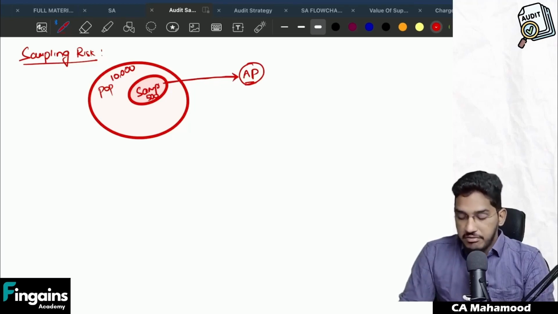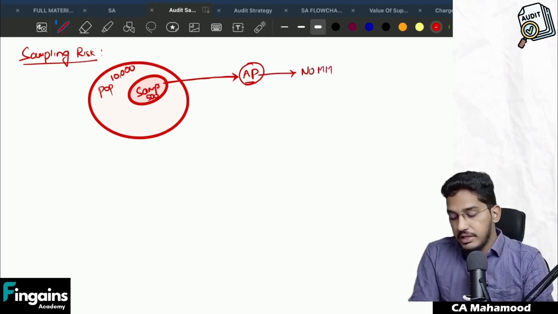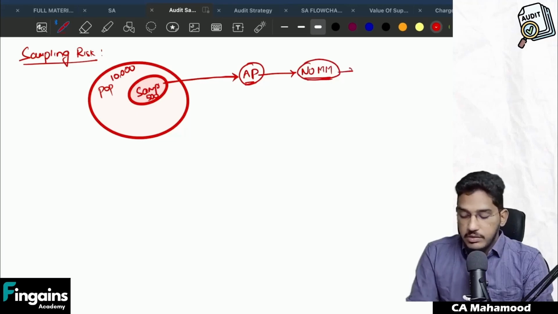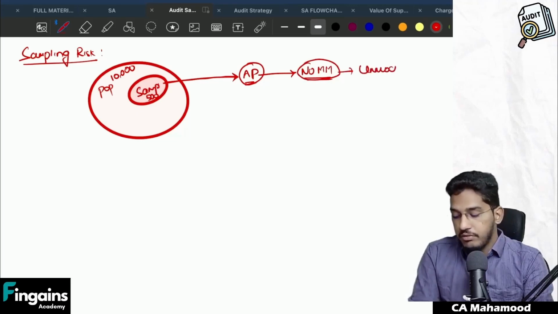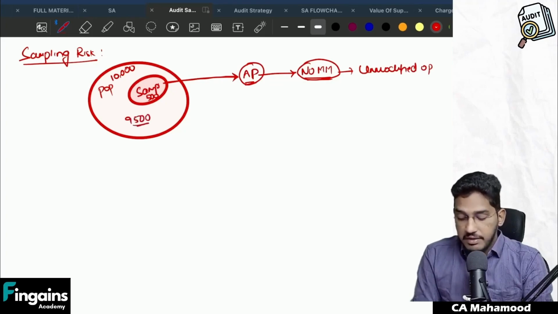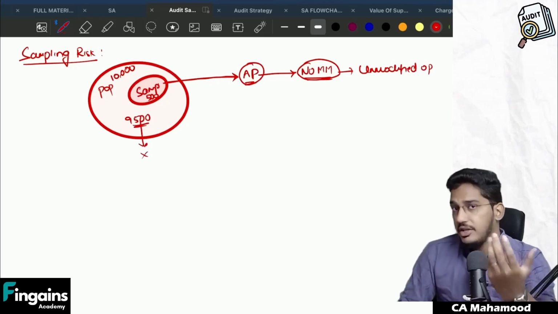See, you are verifying 500 transactions. After you have performed audit procedures on them, you did not find any material misstatement. When you are unable to find any material misstatement, what will you do? You will give an unmodified opinion. But out of 10,000 transactions, you have verified 500 only; the balance 9,500 transactions you did not verify. This is the other side of the sample.